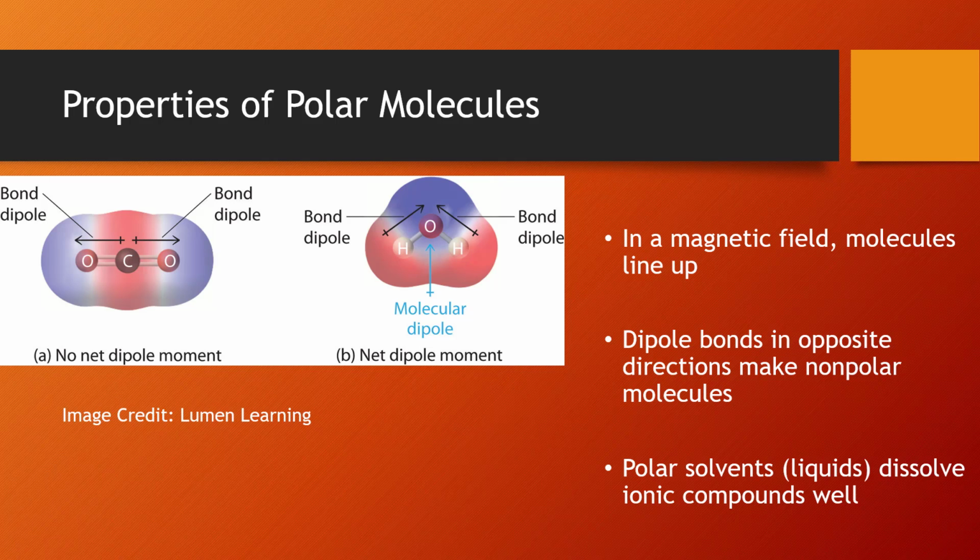And polar solvents, like hydrogen chloride, or more importantly, like water, actually dissolve ionic compounds very well because the positive side of the dipole can be attracted to negative ions, and the negative side of the dipole can be attracted to cations. So this actually is really important later on and in the properties of water.